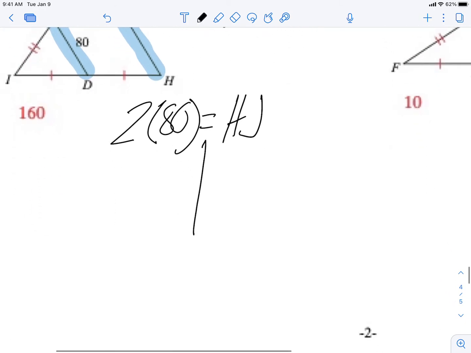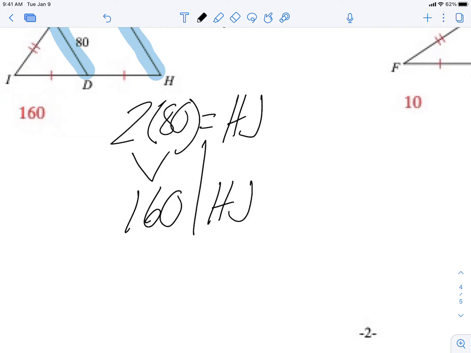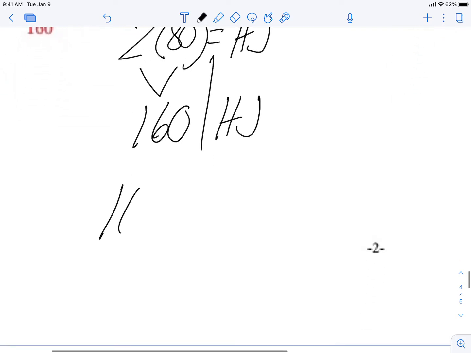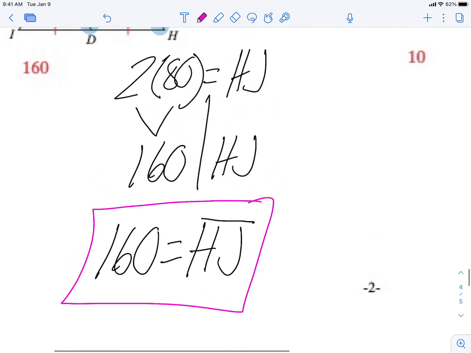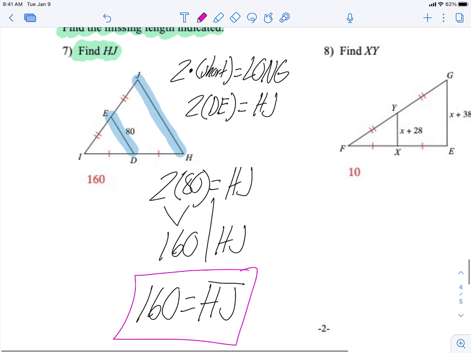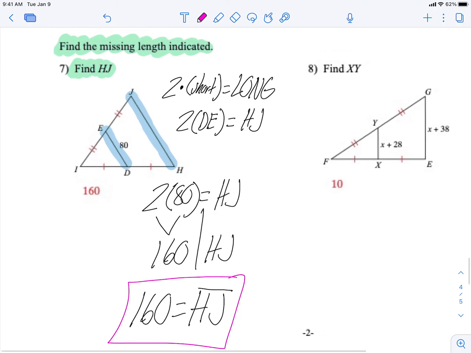So draw my line of separation. 2 times 80 is 160. Bring down HJ, nothing more to do. So my solution is 160 is equal to HJ. And that is my solution, kiddos. Look at that. So 2 times the short is equal to the long, with these segments. 2 times the short is equal to the long.